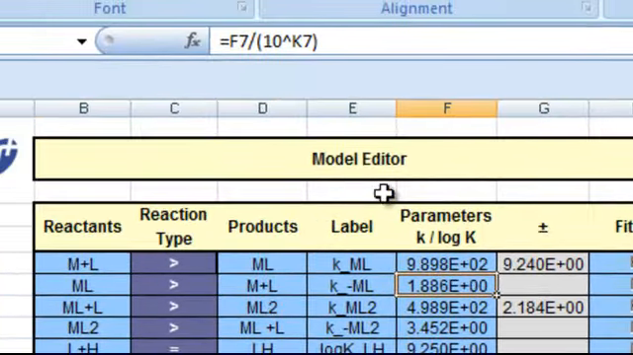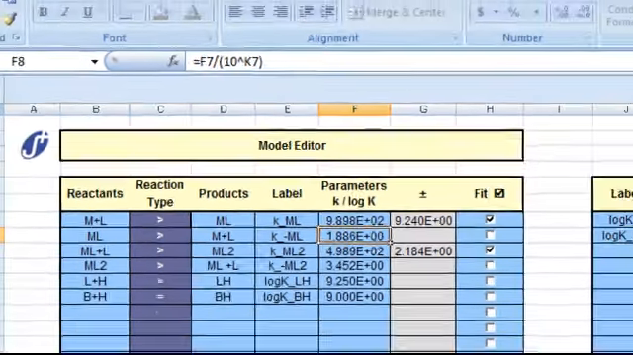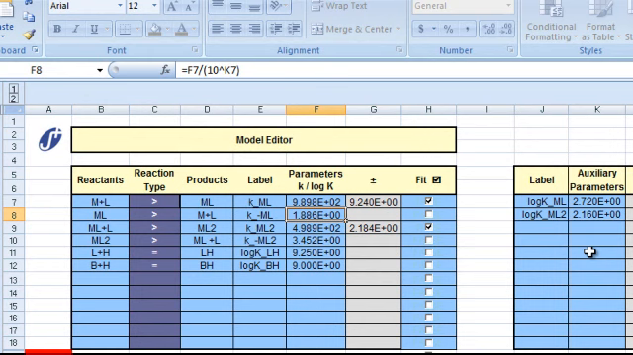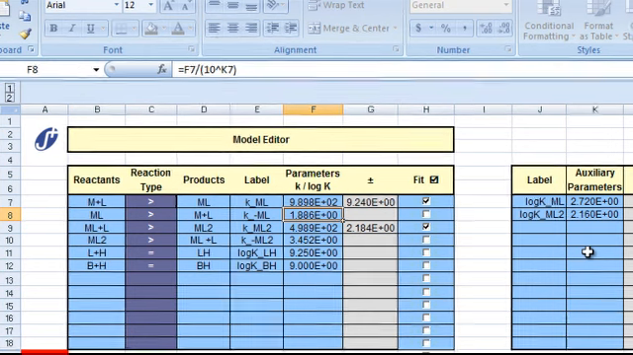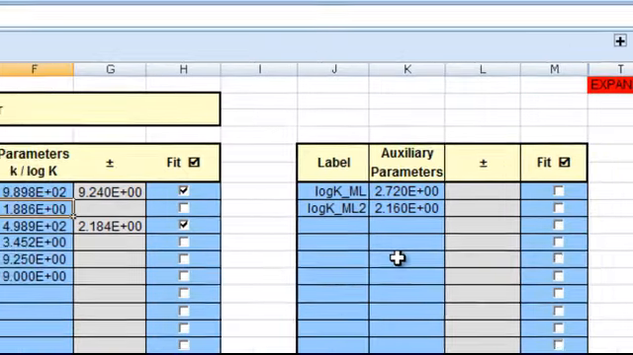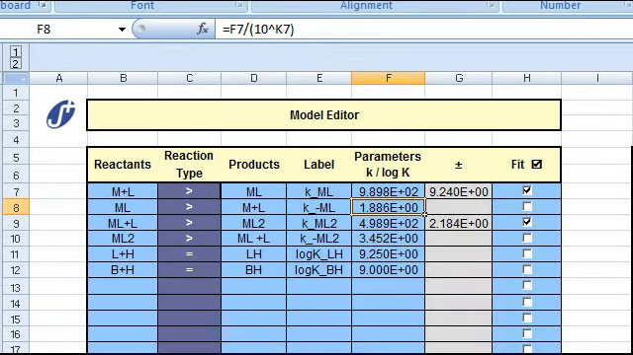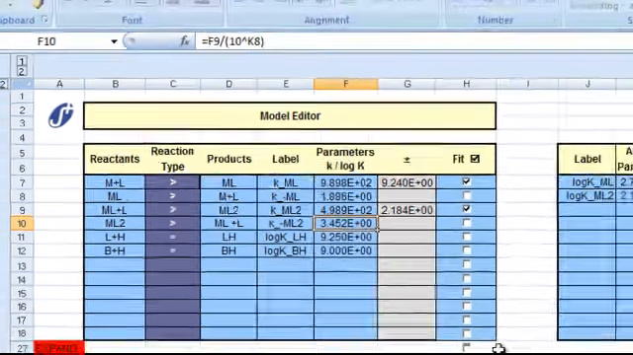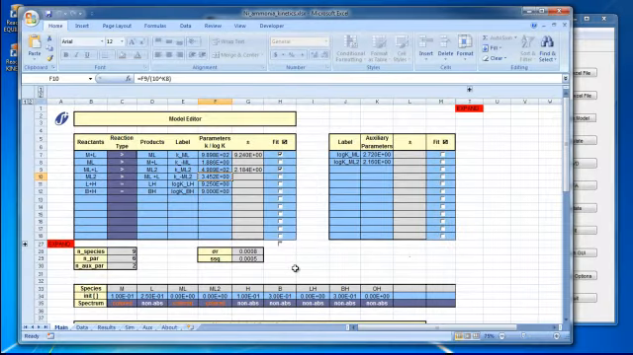The entry in the parameter cell corresponding to K minus ML is an Excel formula, F7 over 10 to the power of K7, which refers to the forward rate KML and the equilibrium constant log KML in the auxiliary parameter list. A similar formula entry has been used to create an equivalent dependency for K minus ML2. Only the two rate constants for the forward reactions are fitted in this example, though you will observe the reverse rates change during the fit because of the auxiliary parameter relationship.